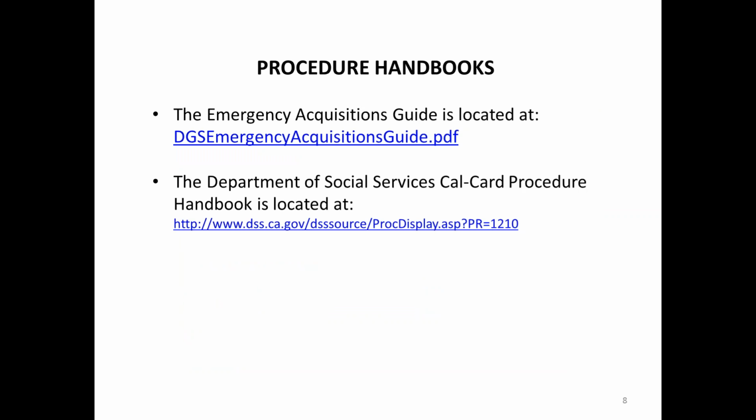You can find the Emergency Acquisitions Guide at the following hyperlink. You may also find the CDSS CalCard Procedure Handbook at the hyperlink below. Both of these hyperlinks are available on our How To intranet page for CalCard.